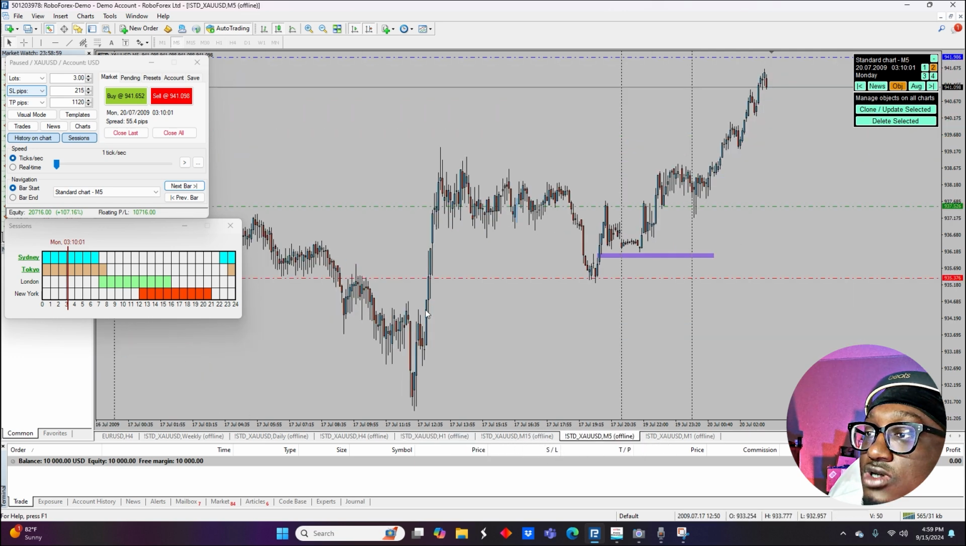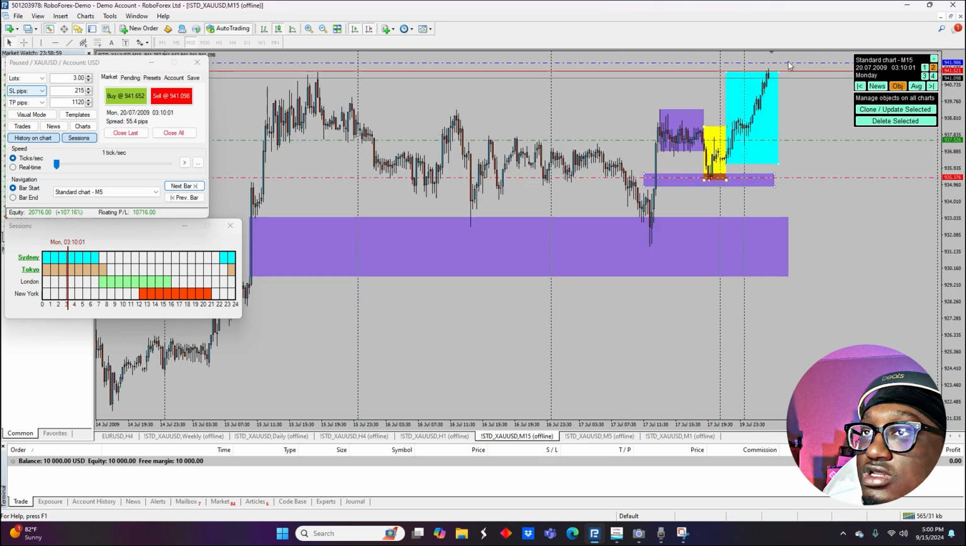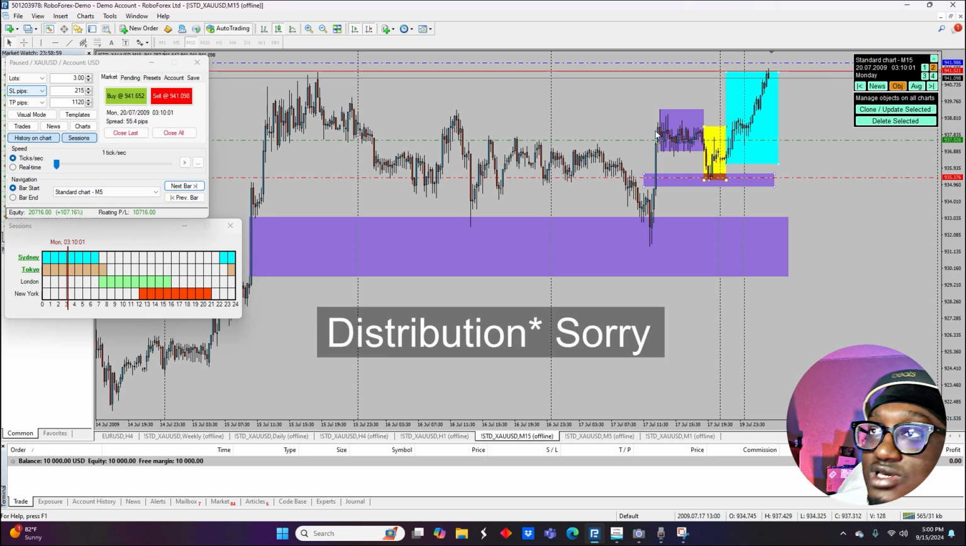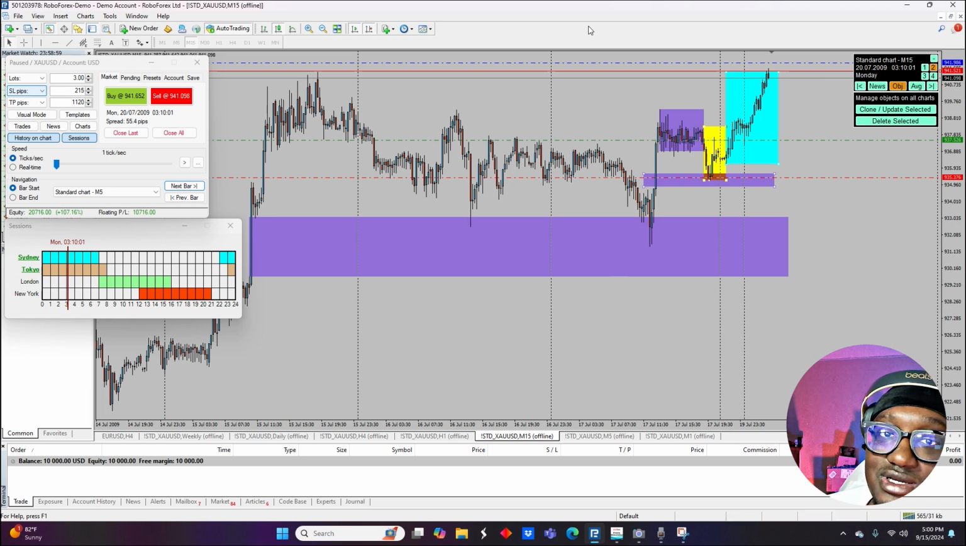All right, so if you can understand ranging, manipulation, displacement, then you're good. You can literally be doing this all day, every day. You don't even need to use the 90-minute model or Tokyo takeout or anything like that. If you understand literally ranging, manipulation, displacement, you will always be on the right side of the market.